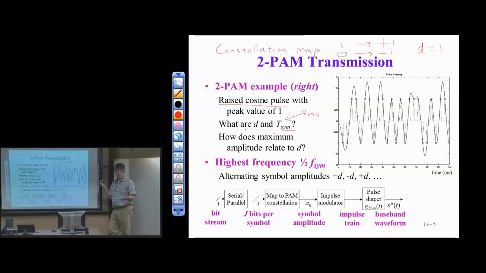It also increases average power. You increase D, you increase average power and peak power.